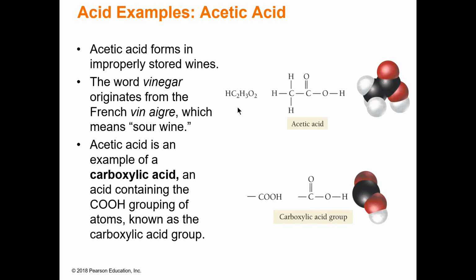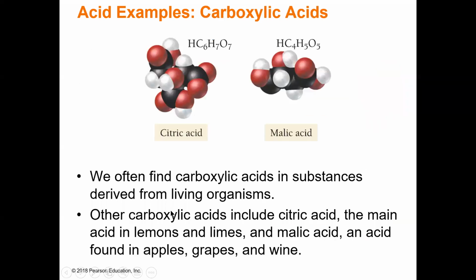If you're like, what is that? Don't stress too much about it, okay? I'm not gonna test you on the organic stuff. We've got citric acid over here. See, they start to get pretty complicated and clunky. We've got malic acid. These are both carboxylic acids. We find these a lot in living organisms.